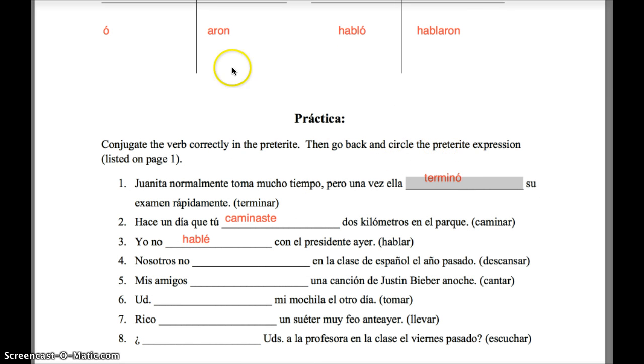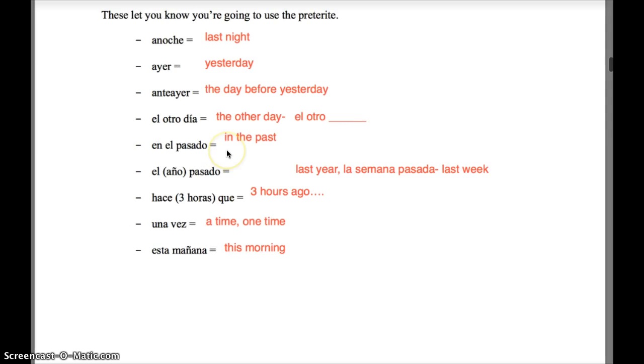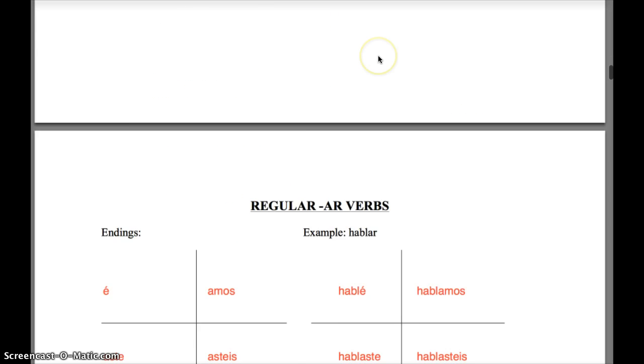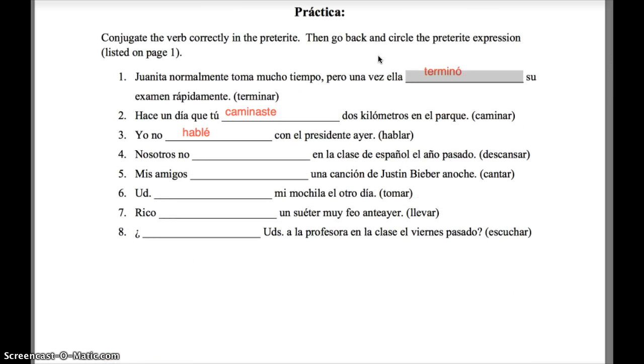Okay? Now it says to go back and circle the preterite expression. So this is just you going back and circling these words so that you're paying attention to them. Okay? So una vez, that's your preterite expression that you would circle. Hace un día que, that's another expression. And then ayer is one. El año pasado, anoche, el otro día, anteayer, el viernes pasado. You'll notice almost all of them are at the end of the sentence, FYI.